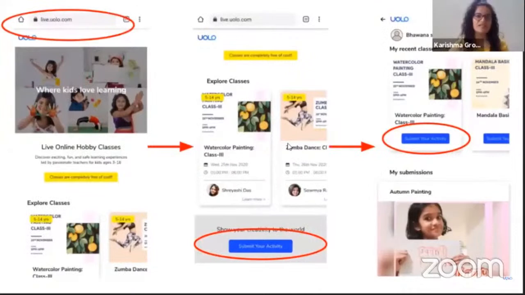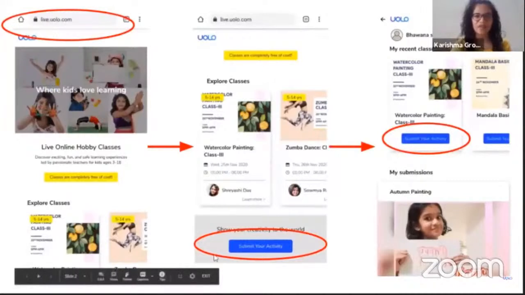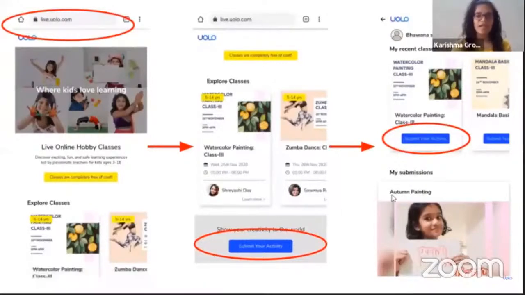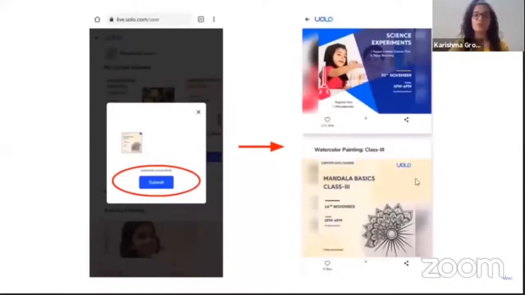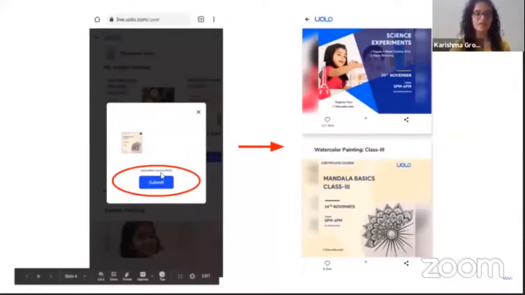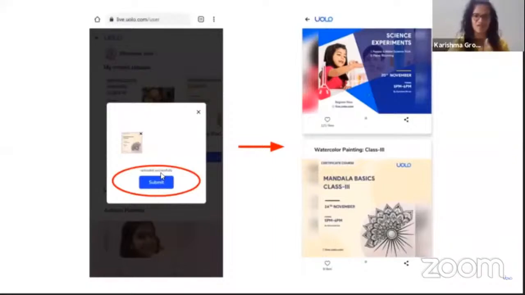You'll need to select the class you've just attended. Today's class is a science class, so you'll go to science class and you'll see this button, submit your activity. Click on submit your activity and a dialog box will open with upload image, and your gallery will open simultaneously. Click on upload image and select the images from the gallery. You can select one or multiple images. Once you're done, a preview box will open, showing the image you want to upload. If it's the correct image, go ahead and submit it. If not, go one step back, select the correct image and submit.